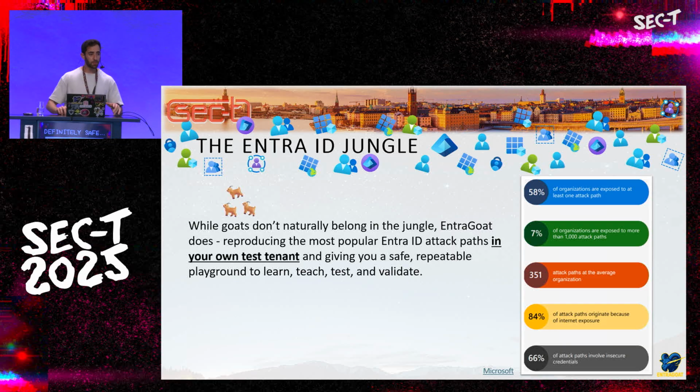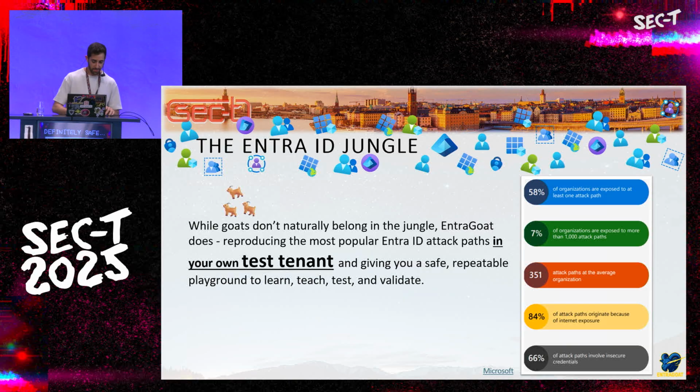OK, so what EntraGoat does, basically, it reproduces the most common attack path, the most popular attack path in Entra ID in your own test tenant. That way, you can deploy the scenario and test them. Basically, attack, extract the logs, and learn how you can defend your own real tenant. And let me just emphasize two words on that presentation. Your own test tenant, OK?